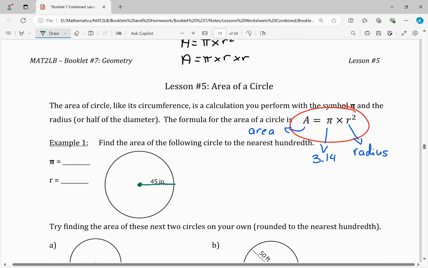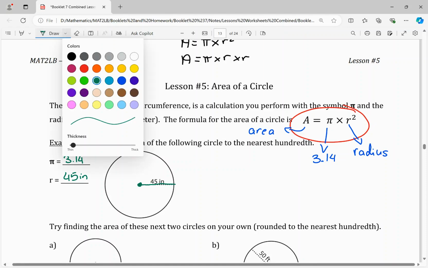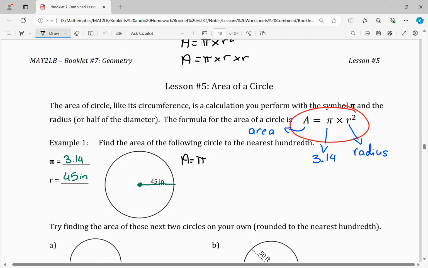So here, our radius is 45 inches, and as usual, pi is 3.14. So if I wanted to calculate the area of this circle, it would be pi times r squared, which is equal to 3.14 times 45 squared. Now, if you know where the squared button is on your calculator, you can just use that. Or, again, you could use 3.14 times 45 times 45 again.